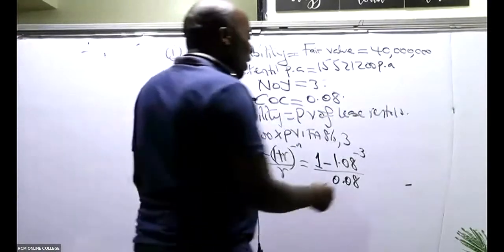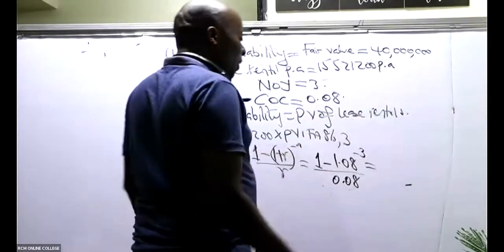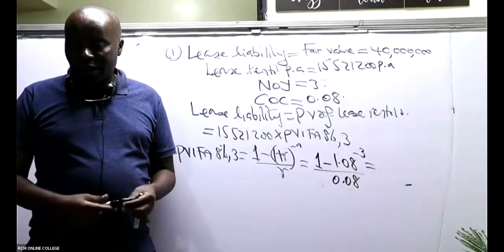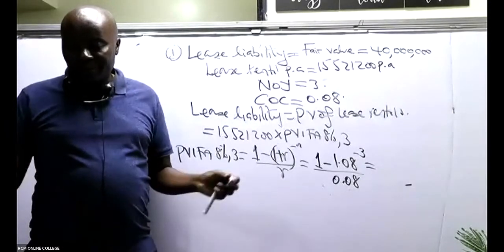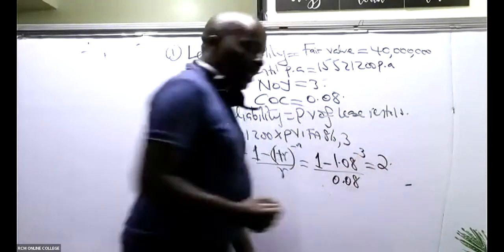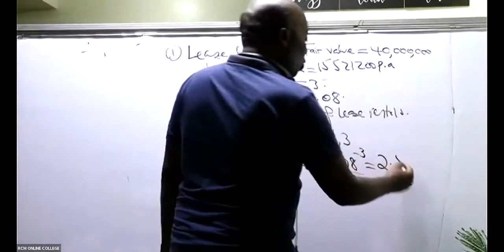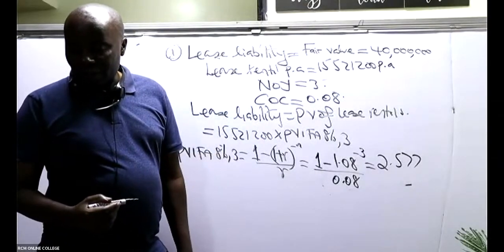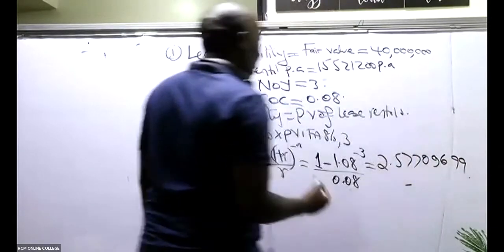Can you kindly try this time round to provide this figure in 8 decimal places? Let's try giving 8 decimal places. I know it is 2.5, 2.577, 2.577, 0.9698, 0.9699. Just like that. Thank you so much.